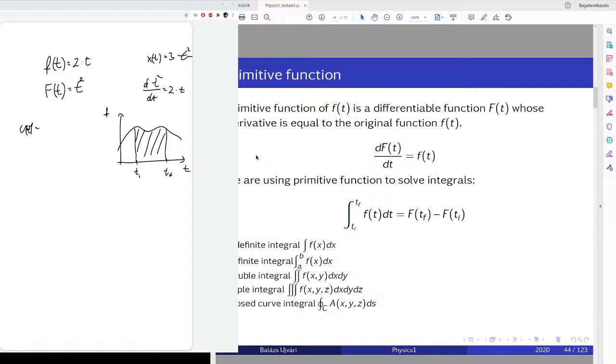It looks like 1, 2, 1, 2, 2, 3, 4, 5, 6, 7. At 1 it's 2, at 2 it's 4. It looks like a straight line.